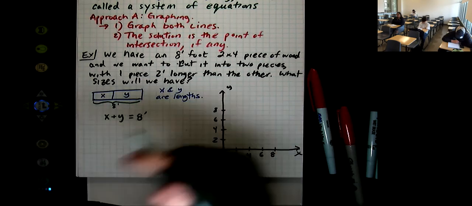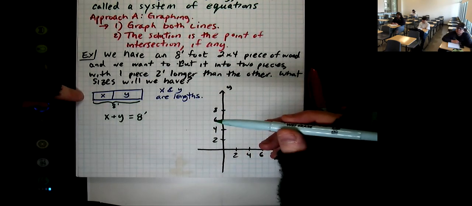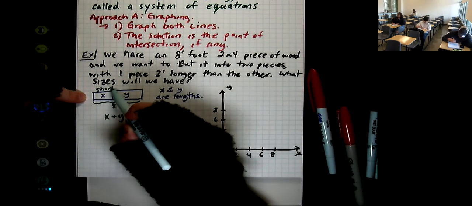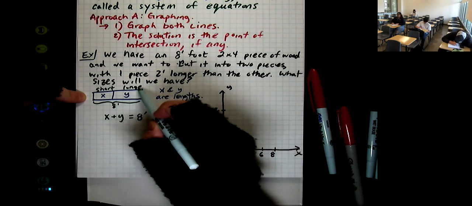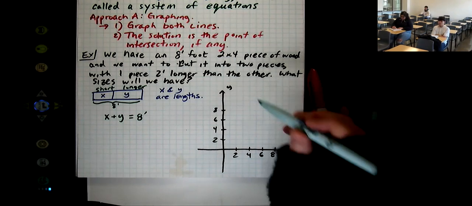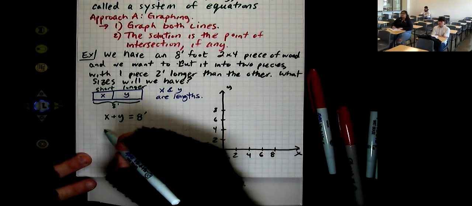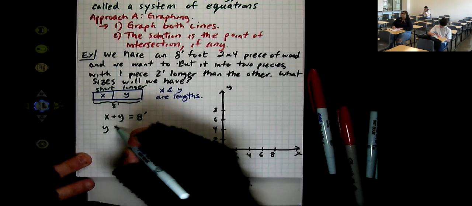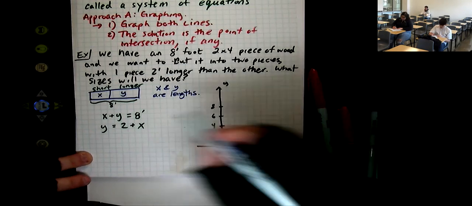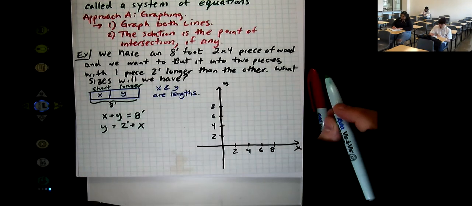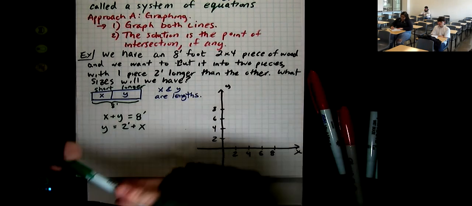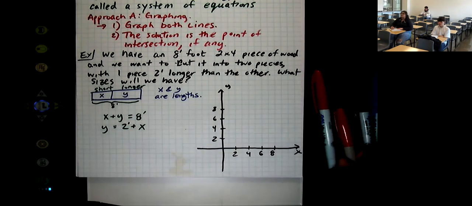And if X is the shorter board and Y is the longer board, the longer board is 2 feet longer than the short board. The longer board, which is Y, is 2 feet longer than the shorter board, which is X, so Y equals 2 plus X. I have two equations here, and I can solve them.